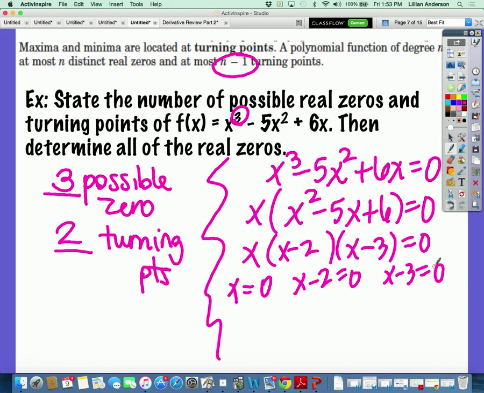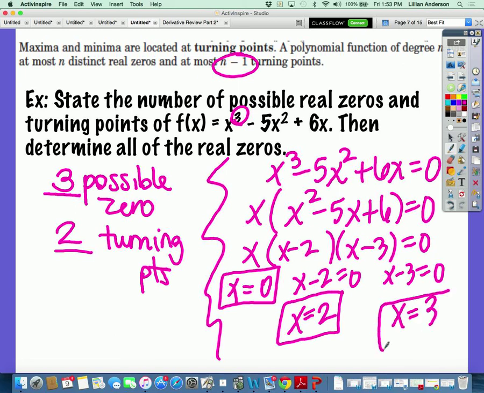Okay? You already have one of your zeros here. And your other one is x equals 2. And your last one is x equals 3. So you had a possible 3 real zeros, and they actually all are real.